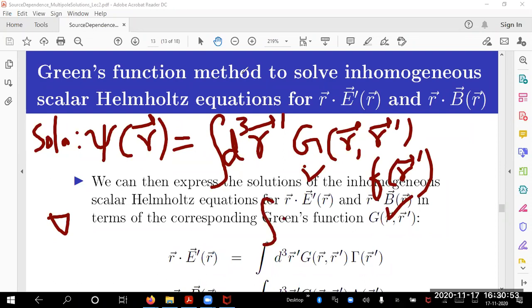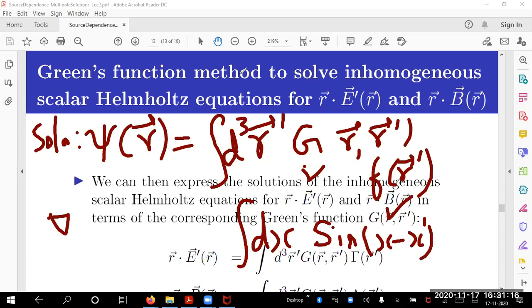After you integrate over r prime, you will get a function of r only. Suppose I have an integral dx of sine of (x minus x prime). After you integrate, what do you get? That is what I will ask you.